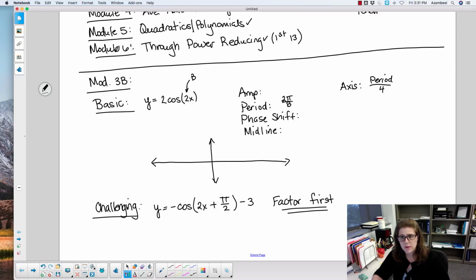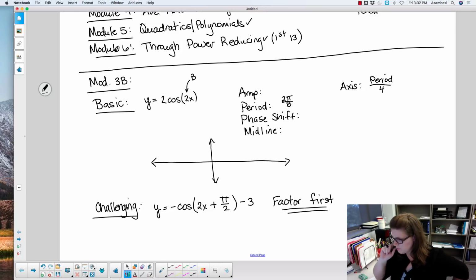I will post a separate video that is a graphing video of a complicated trig function in case you want to look at it. So that will be also posted. All right, so that's it for Module 3B. You'll have to graph a couple of functions.